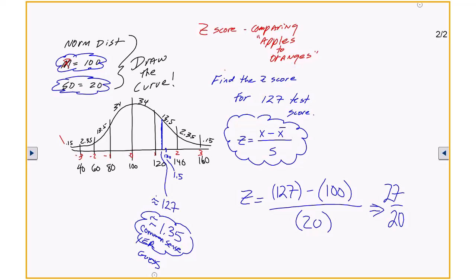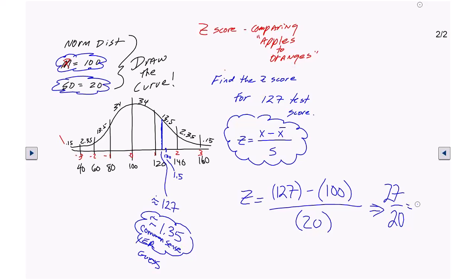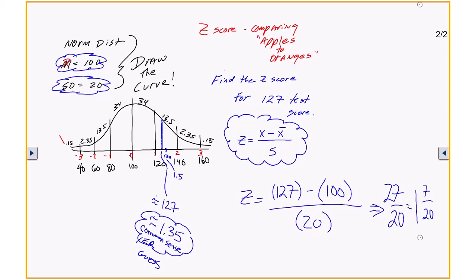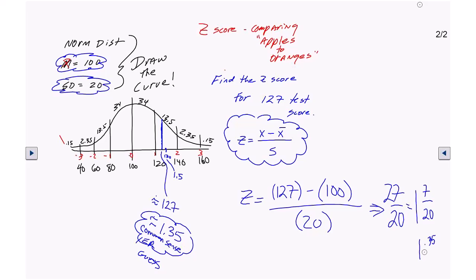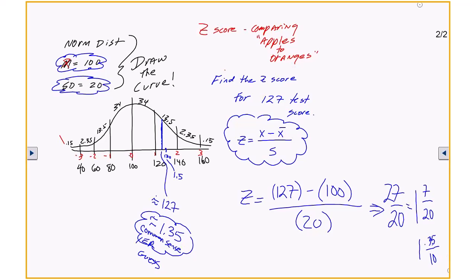So now, somebody take 27. Let's see, 27 will go in there one time. 1 over 7 over 20. And that's going to be 0.35 over 10, or 3.5 over 10. And that'd be 1.35. It comes out to be 1.35. Y'all check my math, because I didn't use a calculator, I just used my brain. But go ahead and take your calculator and check to see if 27 divided by 20 is 1.35. It's a miracle. And that's how you do a z-score.